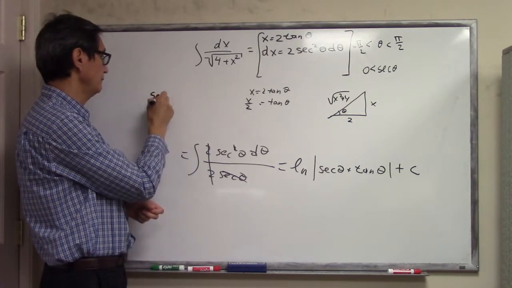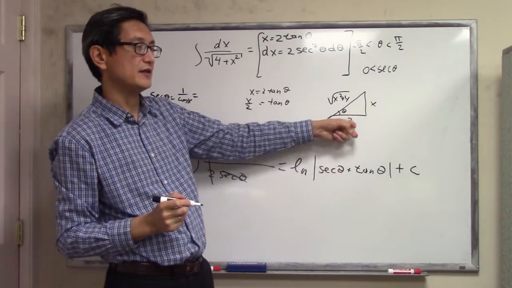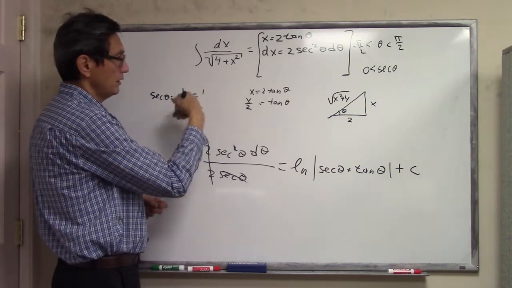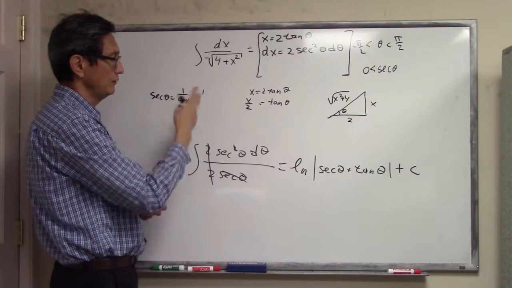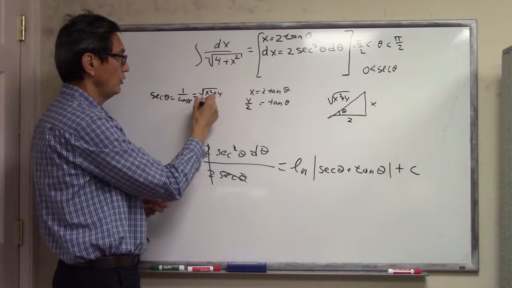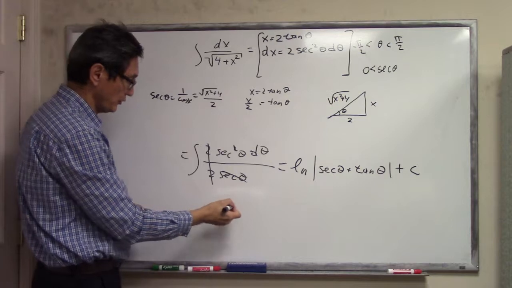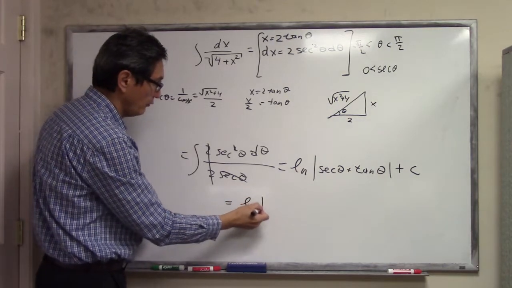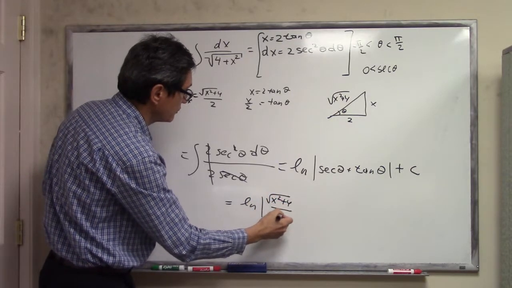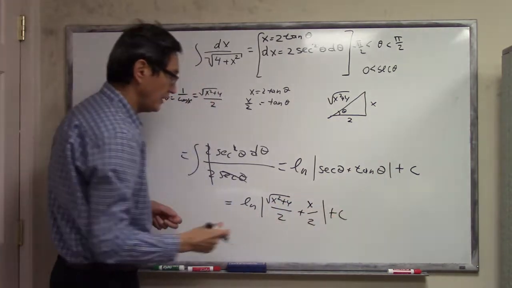Secant is 1 over cosine. Cosine is adjacent over hypotenuse. So we have to multiply by the reciprocal of that expression. So we have the square root of x squared plus 4 over 2 for secant. Now we'll substitute it back. So we're going to get the natural log of secant as this, square root of x squared plus 4 over 2, plus tangent, x over 2. And that is essentially our answer.